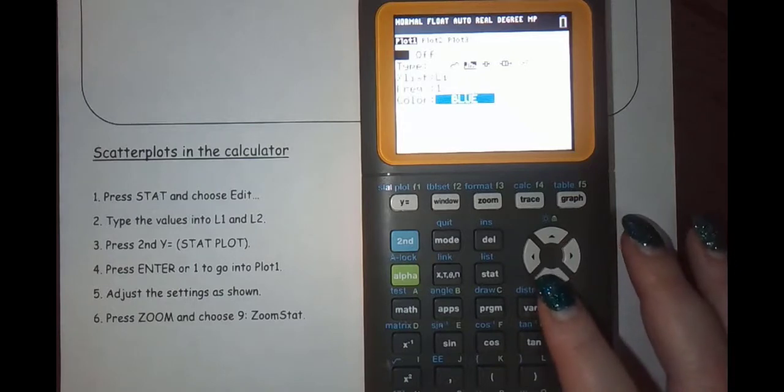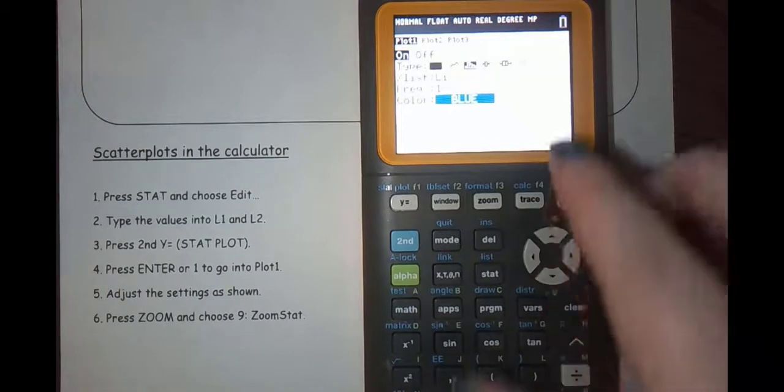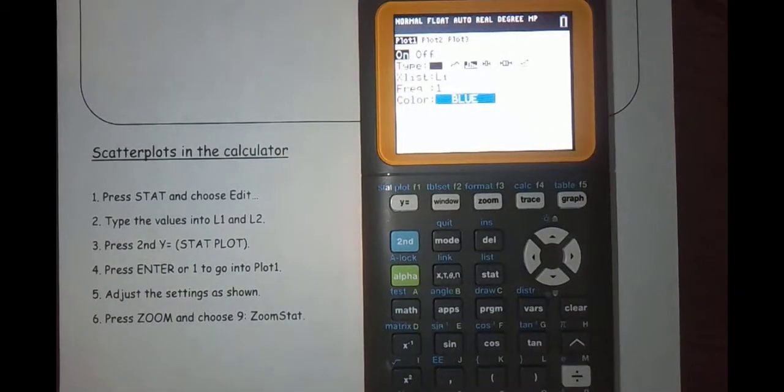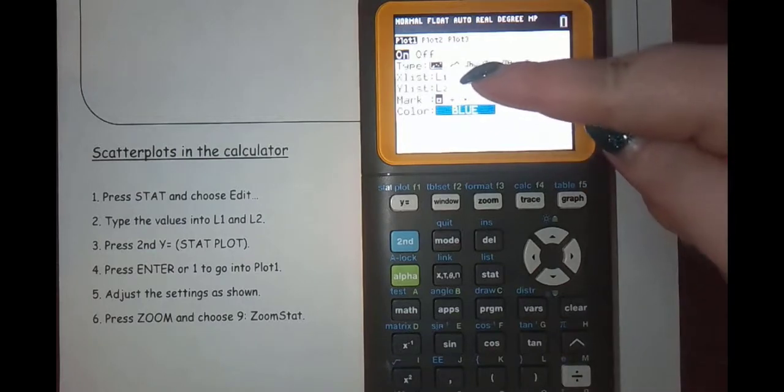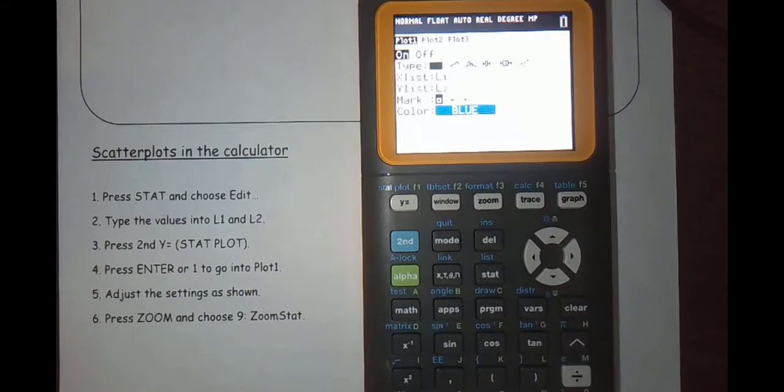Now I want to go into plot 1, and if you look, this one has a scatter plot right there. It's not really showing up on the calculator as much as I'd like it to. So I'm going to press that, and as you see, X list and Y list both show up here. Now I'm going to go down. You can make any adjustments that you want.